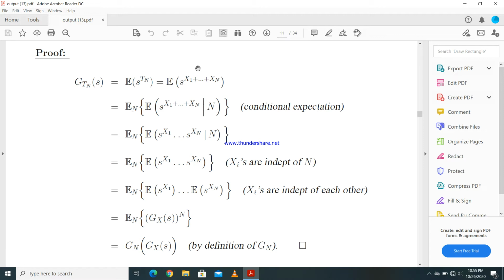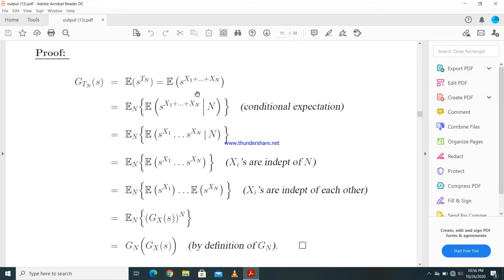So I can rewrite this expectation as the expected value of s to power x1 plus x2 plus up to xn, given N is a random variable. So you have to take the conditional expectation since x's are depending on N. If you use the law of total expectation, because here you have two random variables, the x's and the x's are depending on capital N, so we are going to use the law of total expectation.